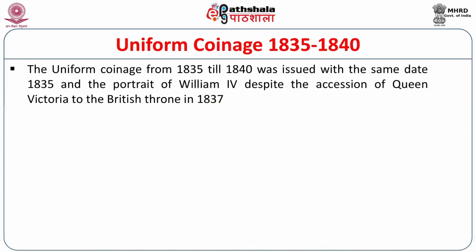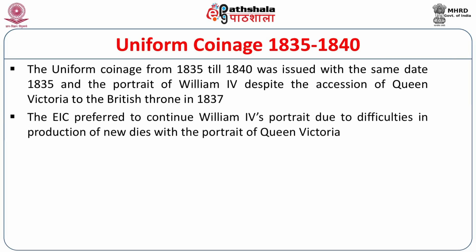Interestingly, the uniform coinage was continuously issued from 1835 to 1840, but the same date 1835 was maintained, and the portrait of William IV was continued despite the accession of his niece as Queen Victoria to the British throne on his death in 1837. The East India Company preferred to continue William's portrait because of difficulties in making a new die due to the late arrival of actual coins of Queen Victoria in Kolkata.